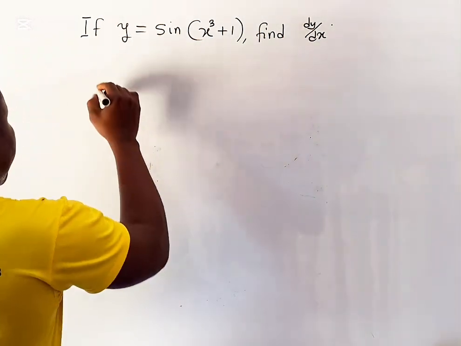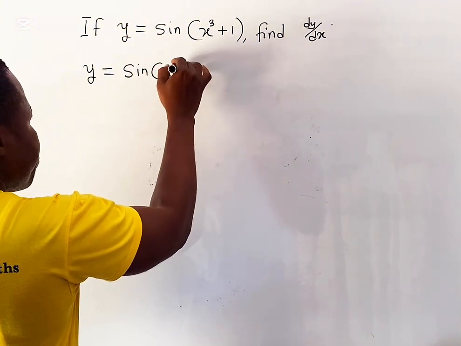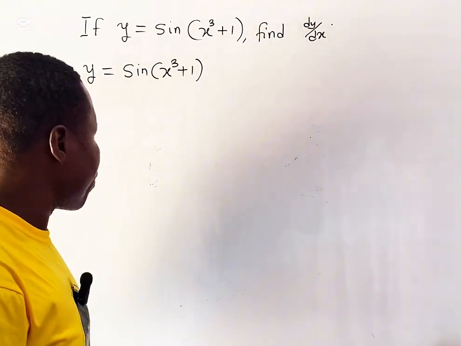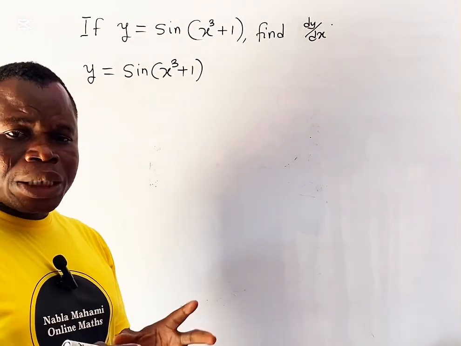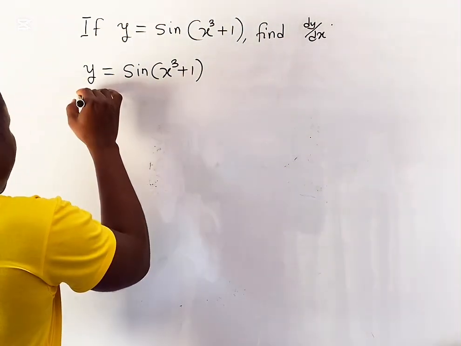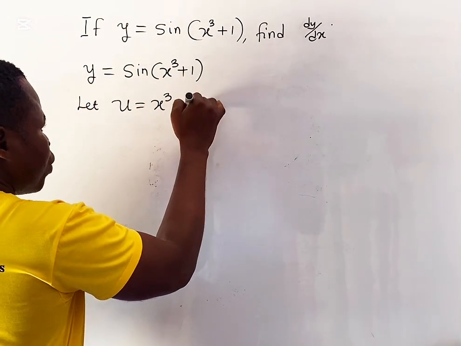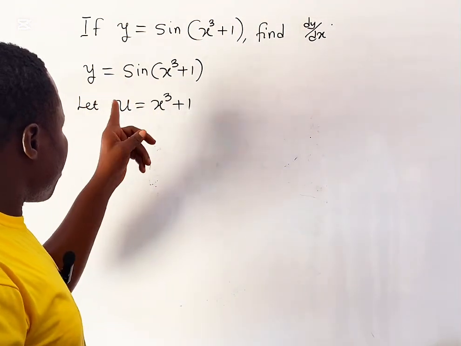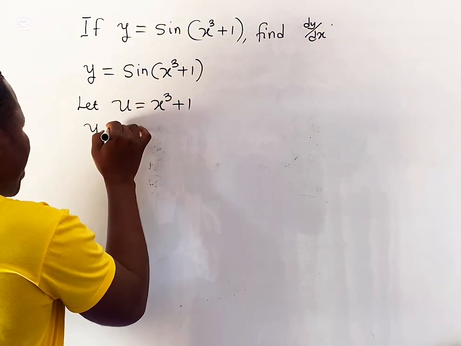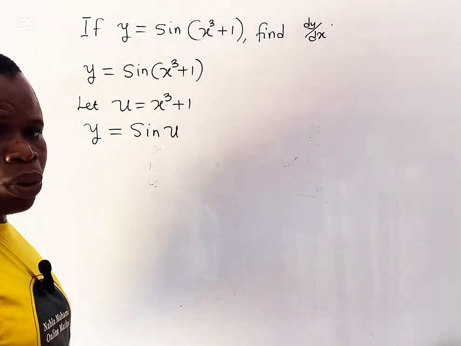So you take y to be equal to sine of (x cube plus 1). That is the equation given to you to differentiate. After that, you let the expression inside the bracket be equal to u. So I can say let u be equal to x cube plus 1. So if u is equal to x cube plus 1, then y will now be equal to sine of what? u, because the whole of this is now u.